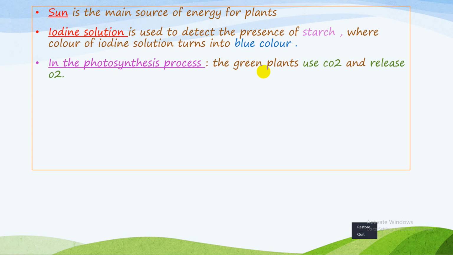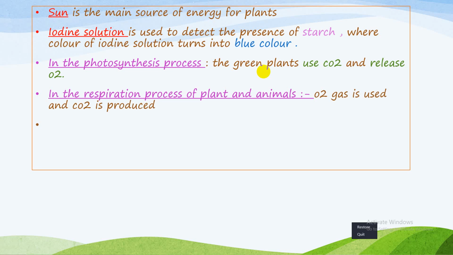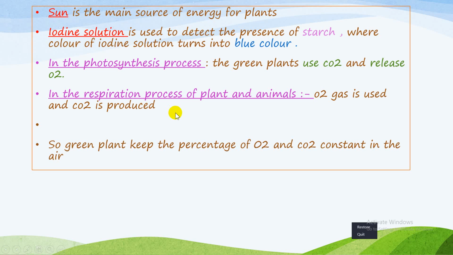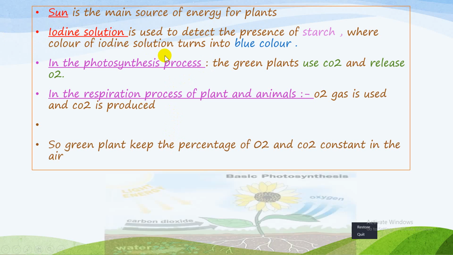In the photosynthesis process, the green plant uses carbon dioxide and releases oxygen. In the respiration process of plants and animals, plants also respire. So there is a difference between the photosynthesis process and respiration. The plant respires by using oxygen gas and producing carbon dioxide. Okay? So the green plant keeps the percentage of oxygen and carbon dioxide constant in the air by the photosynthesis process.